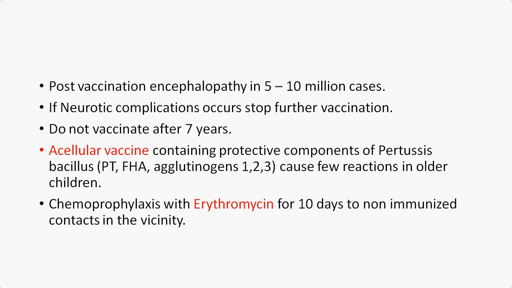But sometimes this vaccine shows post-vaccination encephalopathy or neurological complications. Then you have to stop the further vaccination schedule, and do not vaccinate after 7 years of age with this DPT vaccine, which is a whole cell vaccine. In such cases, you can go for an acellular vaccine. It is not a whole cell, but contains protective components of pertussis bacilli. Only the components are taken from the cell.